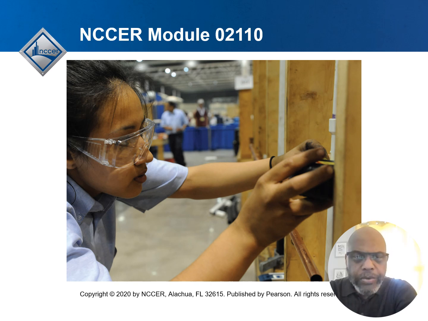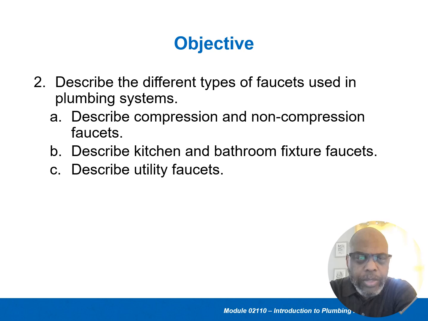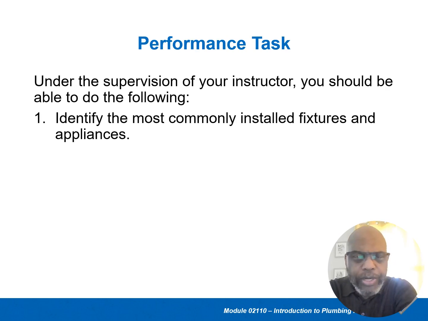In this module, we're going to be going through types of faucets. The objective of this section is to describe compression and non-compression faucets, describe kitchen and bathroom fixture faucets, and also utility faucets. There will be performance tasks that need to be done, basically identifying the different types of faucets. So we're going to be holding on to, opening up, and taking apart faucets to see how they're constructed and the different parts of a faucet.